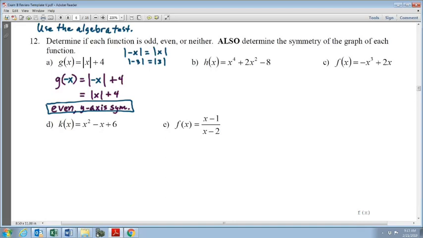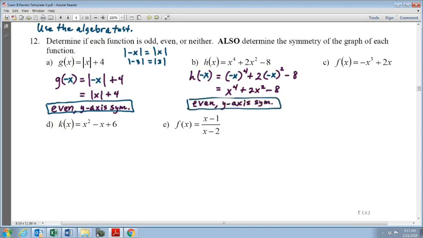All right, let's look at problem B. Again, we'll do the same thing. We'll do the algebra test. Let's plug in minus x here. Well, minus x to the 4th power, that's going to be x to the 4th. And a minus x squared is going to be x squared, so we'll end up with plus 2x squared here. And let's go ahead and bring down the minus 8. And so again, we're equal to the original function. And so this is going to be an even function with y-axis symmetry.